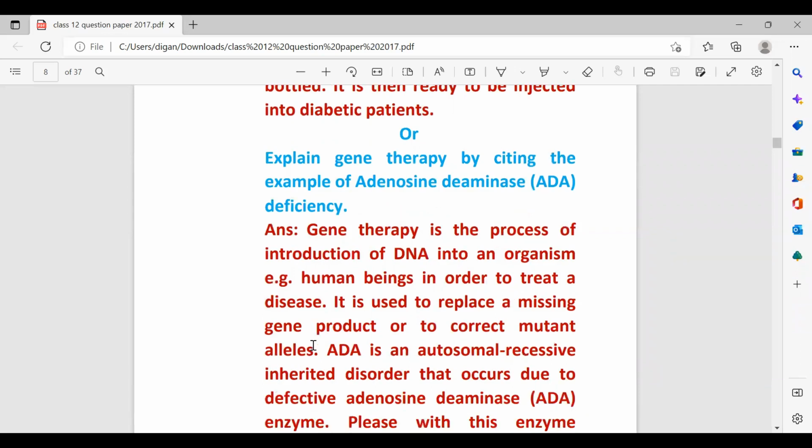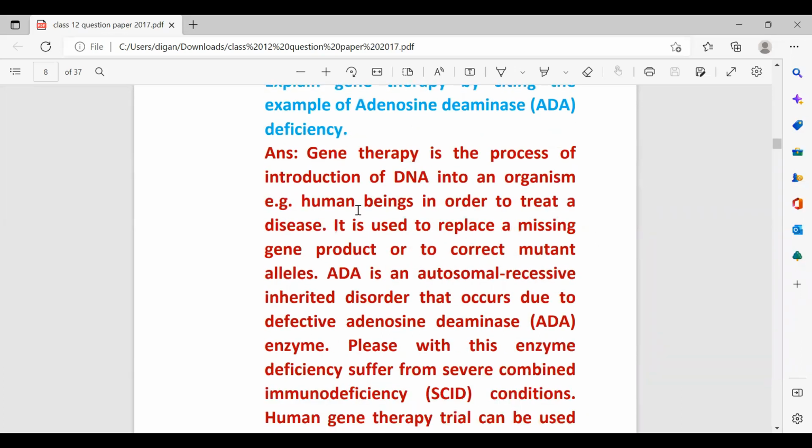Next question, explain gene therapy by citing the example of ADA deficiency. Gene therapy is the process of introducing DNA into an organism in order to treat a disease. It is used to replace missing gene product or to correct the mutant alleles. ADA is an autosomal recessive inheritance disorder that occurs due to the defective adenosine deaminase enzyme.